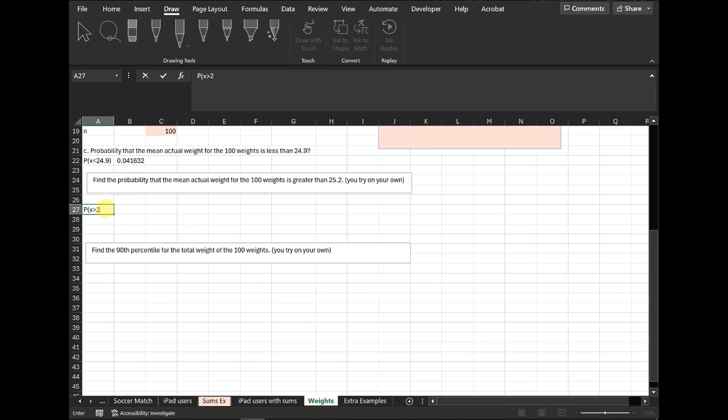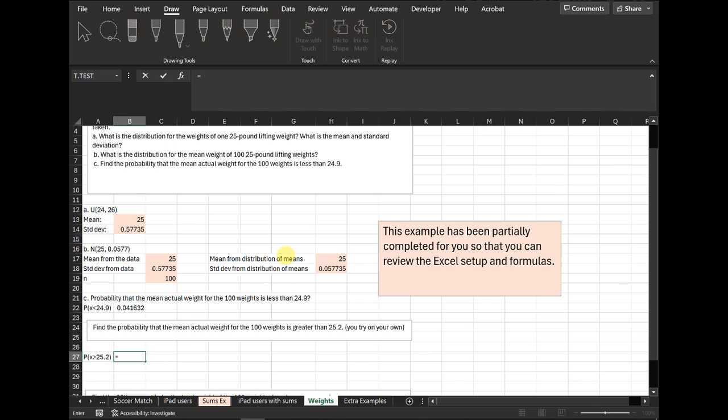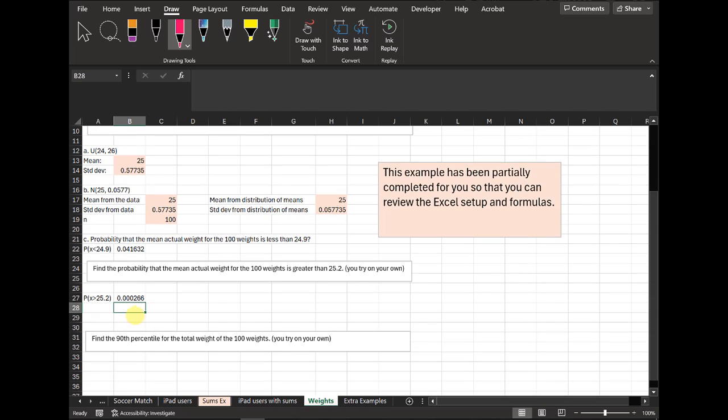So I am trying to find this metric here now. As a reminder, there is a drawback with Excel. I can't write that this should really be an X bar, but we'll just kind of run with it. I am calculating from the right in this case, but I'm still going to use my 1 minus norm.dist. So now I'm going to have 25.2. I'm going to use my mean, my standard deviation, and true. And so I get this 0.000266.